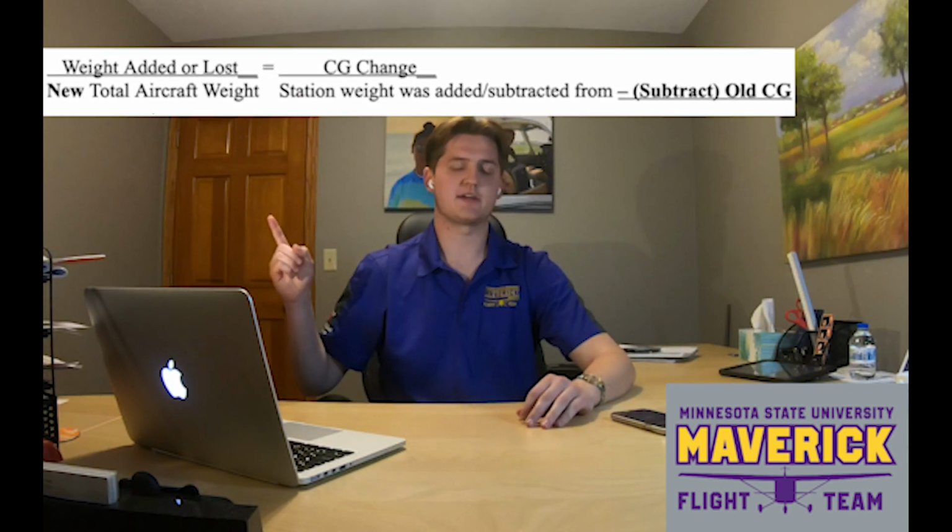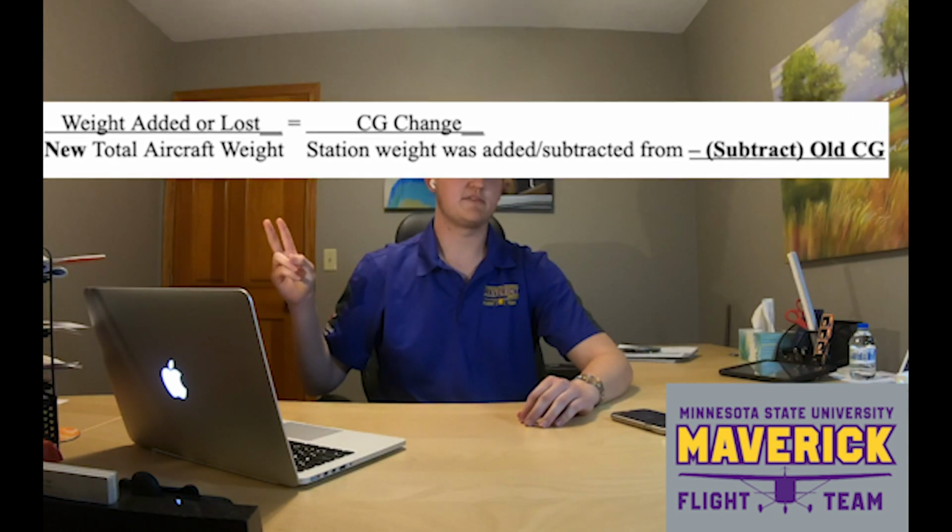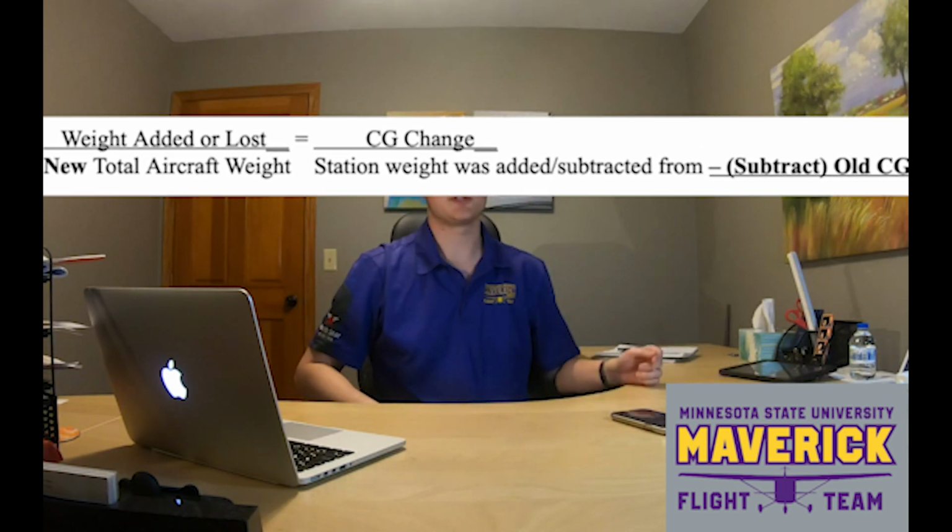Now, in order to find the new center of gravity, we need to take the weight of the object that was added or subtracted over the total weight of the aircraft, which is equal to the center of gravity change all over the station weight that was added or subtracted from the old CG. So what if we had to find the new CG given the conditions?